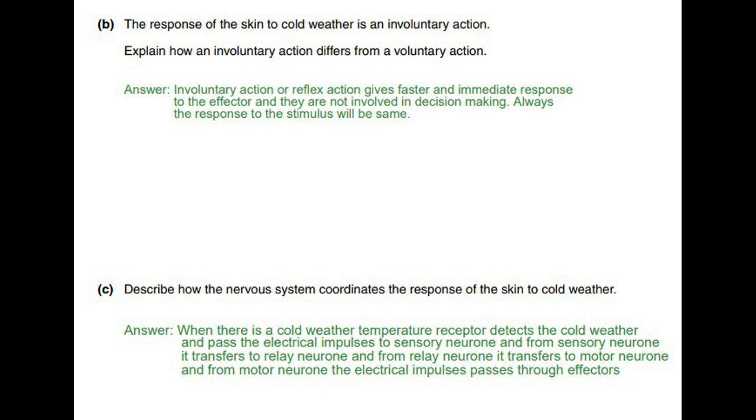Describe how the nervous system coordinates the response of the skin to cold weather. And the answer is: when there is cold weather, the temperature receptor detects the cold and passes the electrical impulses to the sensory neuron, and from the sensory neuron it transfers to the relay neuron, from the relay neuron to the motor neuron, and from the motor neuron the electrical impulses pass to the effectors.